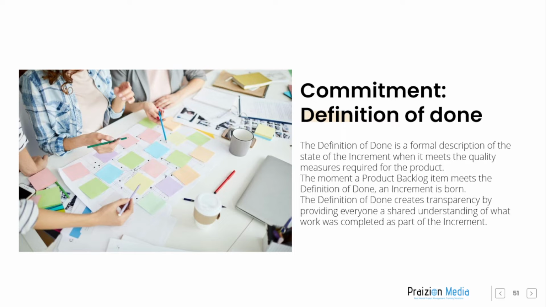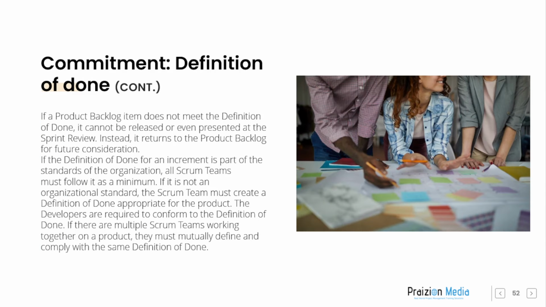The moment a product backlog item meets the definition of done, an increment is born. The definition of done creates transparency by providing everyone a shared understanding of what work was completed as part of the increment. If a product backlog item does not meet the definition of done, it cannot be released or even presented at the sprint review. Instead, it returns to the product backlog for future consideration.